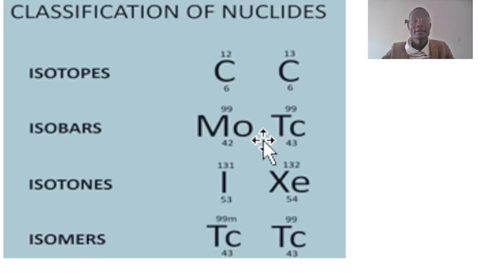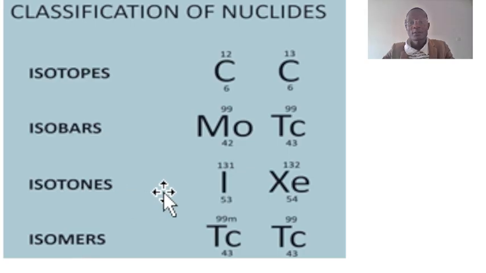Isobars are elements of the same mass number but different proton number or atomic number. Now, in the event there is a difference in atomic number, that means there are 2 different elements. As you can see, we have 99 here and 99, but these elements are not the same. Molybdenum, titanium, different elements. Now we have the third class as isotones.